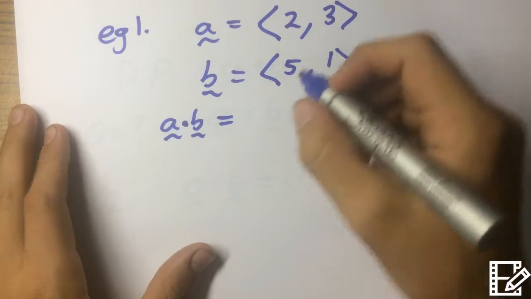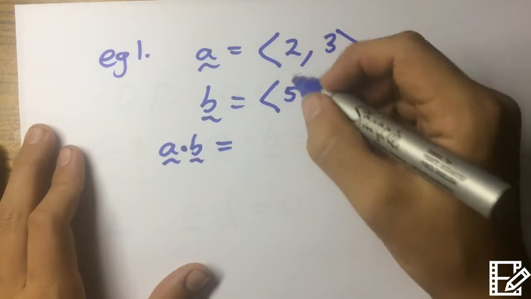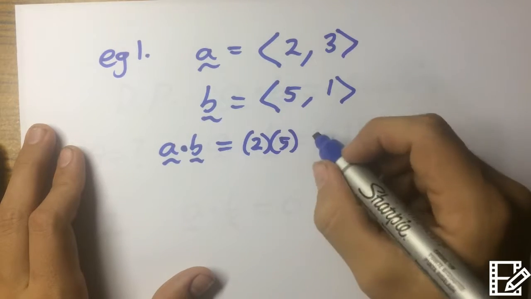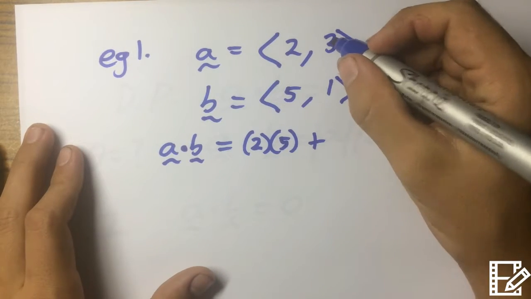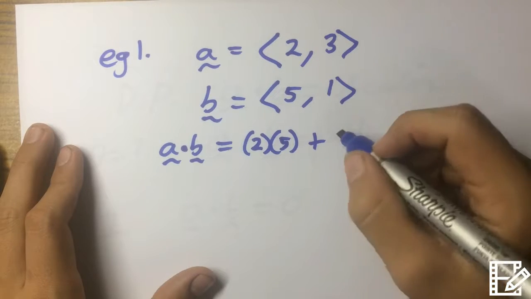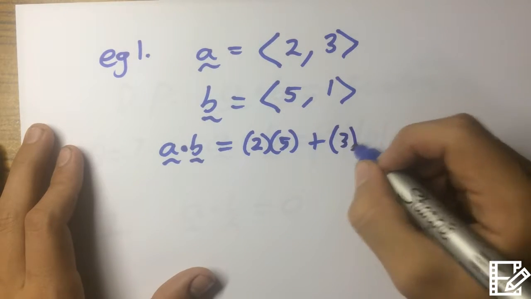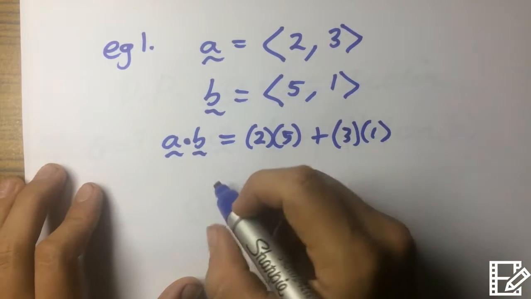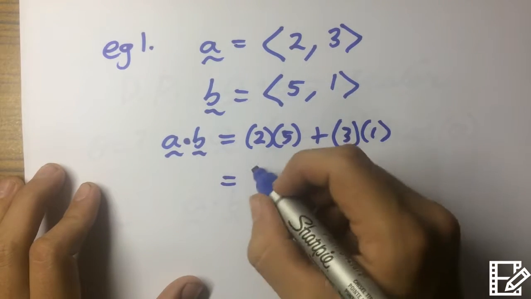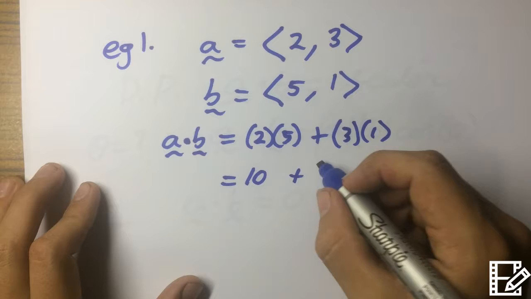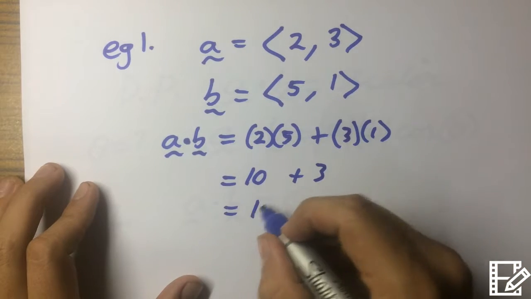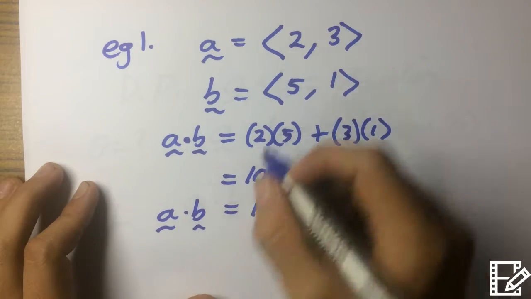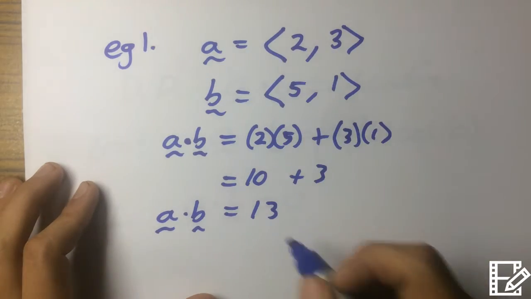will equal, well, we multiply the two i components together, so that's 2 multiplied by 5, and then we add that to the j components multiplied by one another, so that's 3 multiplied by 1. Okay, and that will equal 10 plus 3, and then that will equal 13. So the dot product of these a and b vectors will be 13.